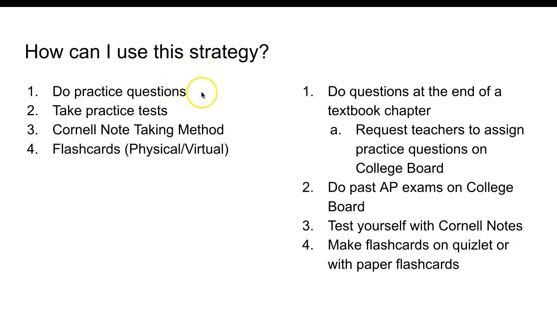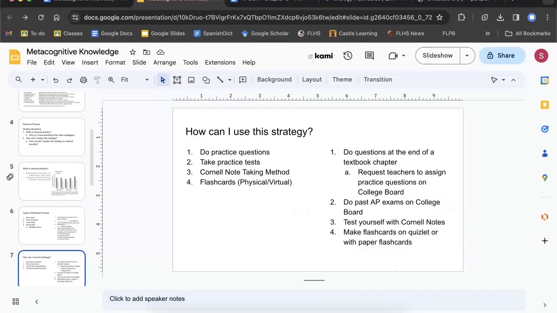So how can you actually employ these strategies? You can do practice tests, perhaps at the end of a textbook chapter, take practice tests, for example, on College Board, use the Cornell note-taking method so you can then test yourself with the Cornell notes, and or make flashcards either on Quizlet virtually or make paper flashcards.